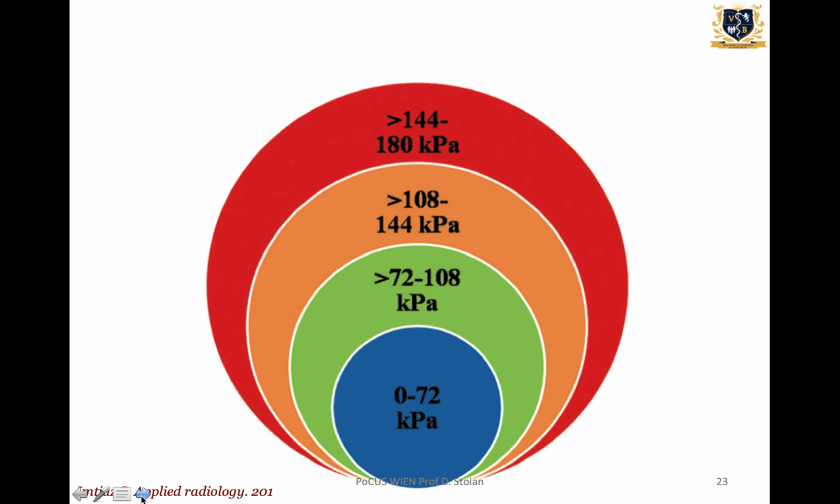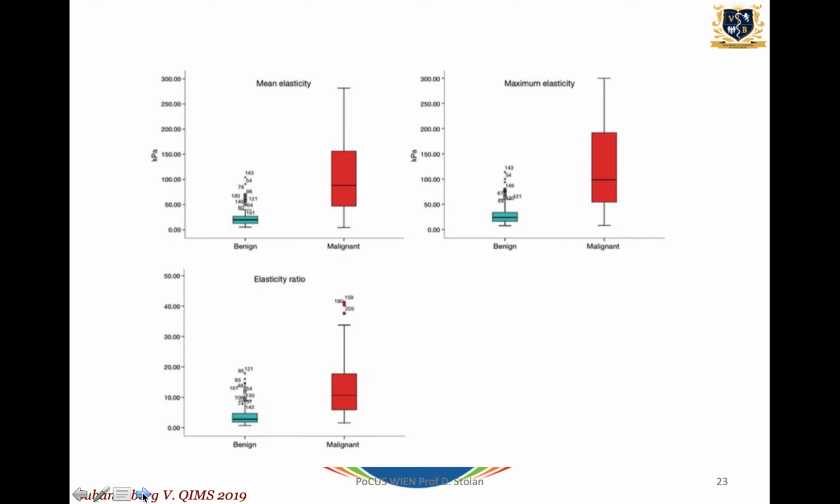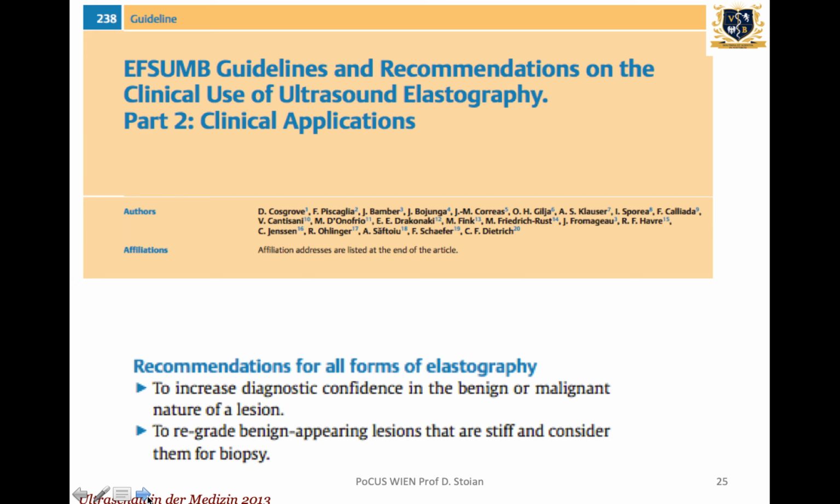We do not see it as a yes or no type of result; we see it in risk stratification. There is a proposed model from 2019 saying that whatever is below 70 is highly suggestive of a benign lesion. The higher the kilopascal values, the higher the risk of malignancy, because when we look at elasticity, whether mean, maximum, or even ratio, there is a huge significant difference between the mean values of malignant lesions versus benign lesions.